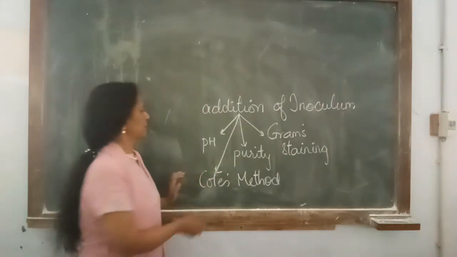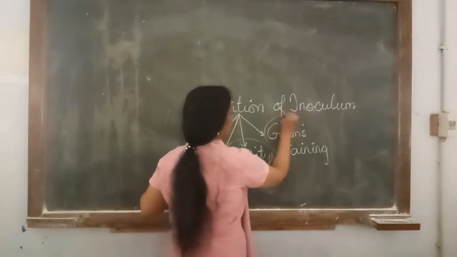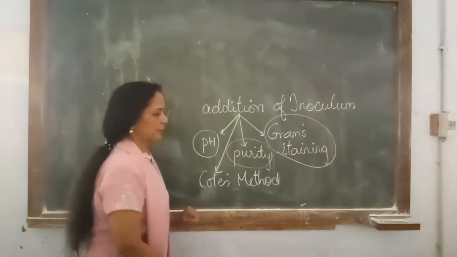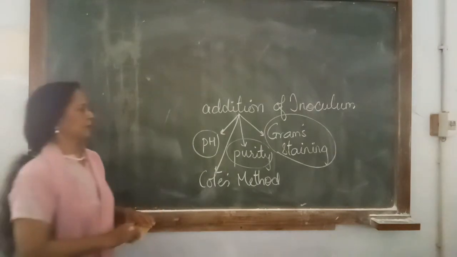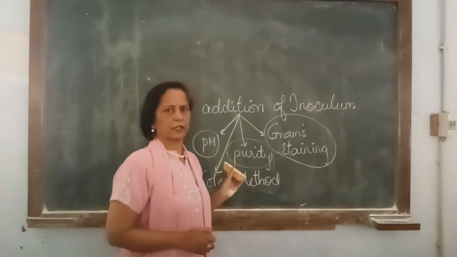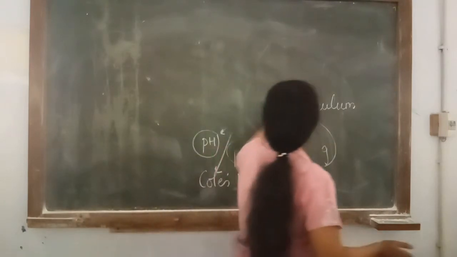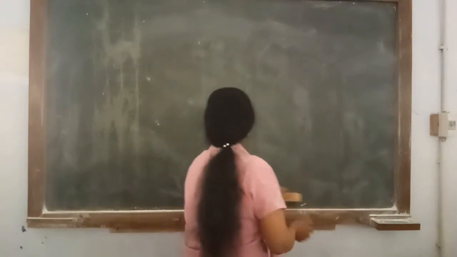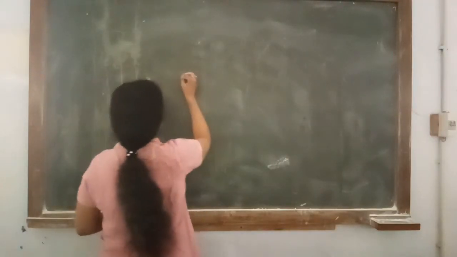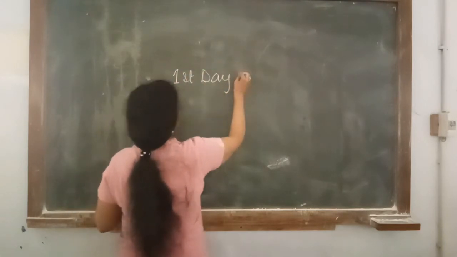First of all we will go for pH checking. One slide will give us the purity checking, then gram staining will also be done, and then Coles method is to be done by withdrawing the material in a fixed quantity, that is 20 ml. So these are the actual components which we are going to do for 3 days. Fine. Now we go for the protocol. We will discuss today the first day protocol. What is to be done on the first day?